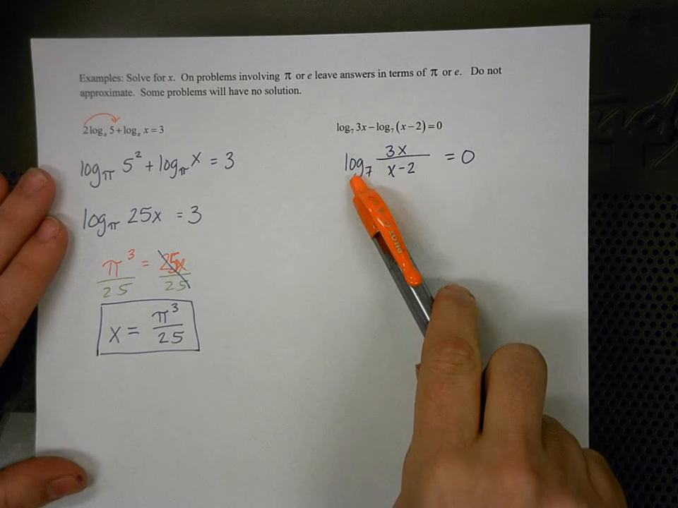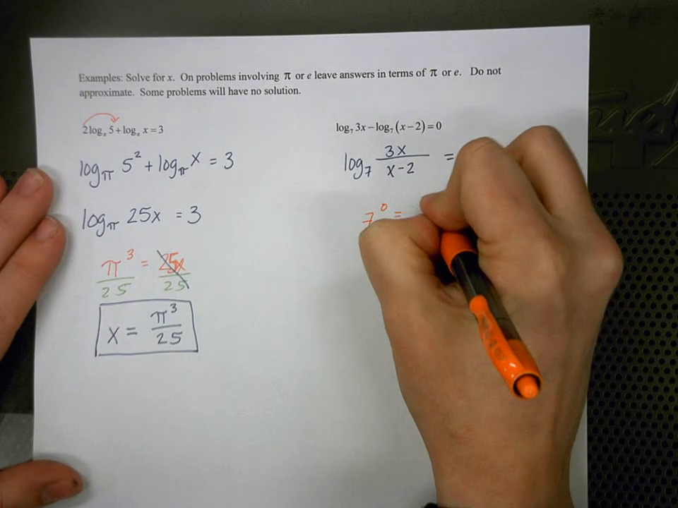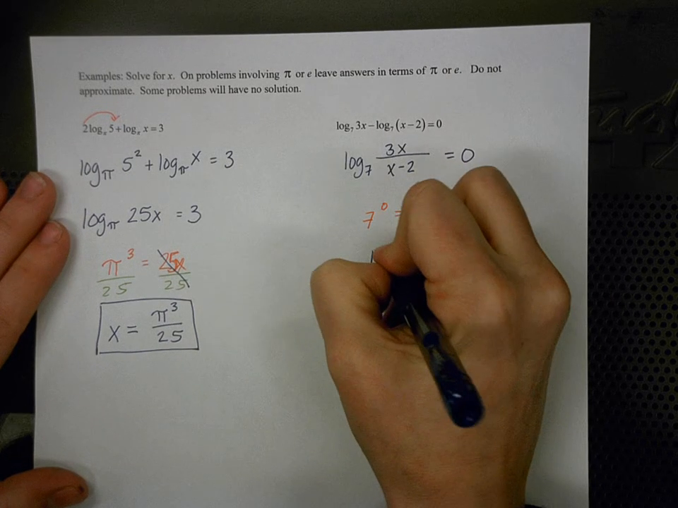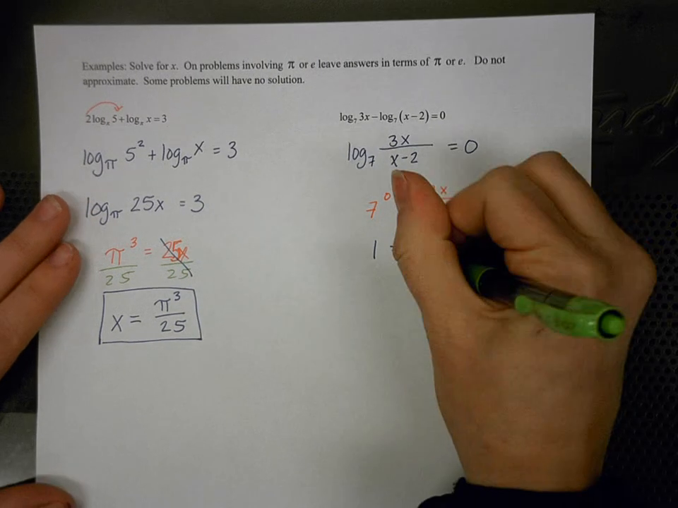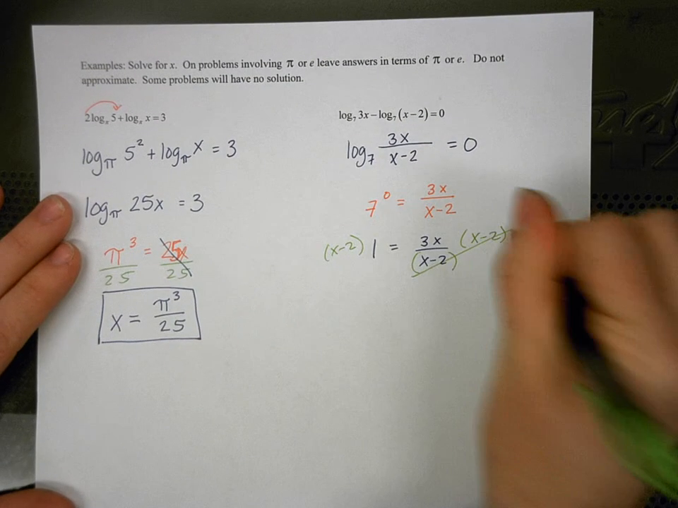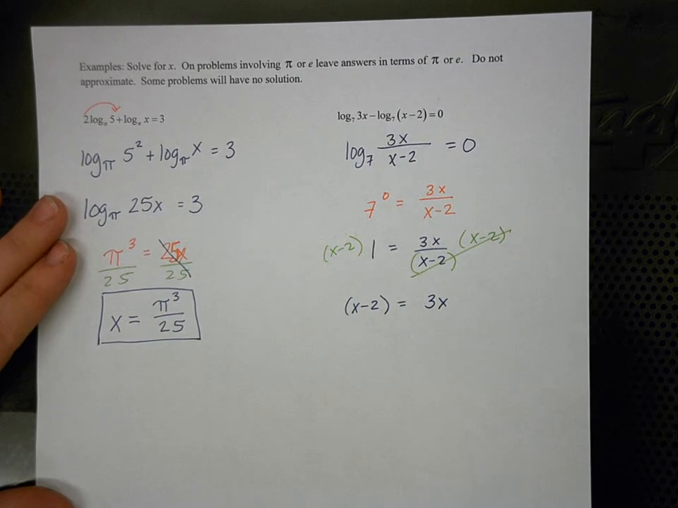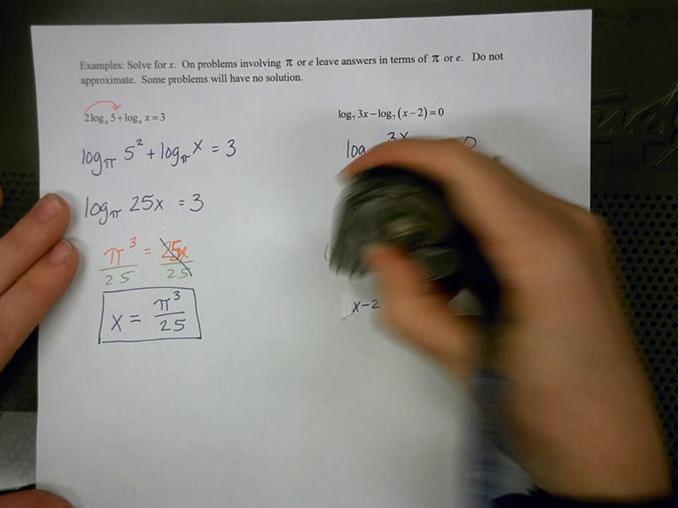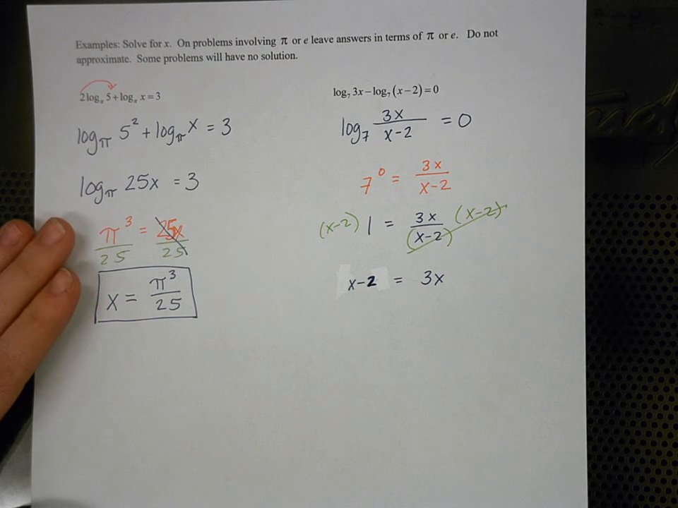Once you have one log total, change to exponential form. 7 to the 0 power equals 3x over x minus 2. 7 to the 0 power is 1. Multiply x minus 2 to the other side. 1 times x minus 2 is x minus 2. I don't need the parentheses anymore. If all we have is x minus 2 left, there are no other operations. So we're going to subtract x.